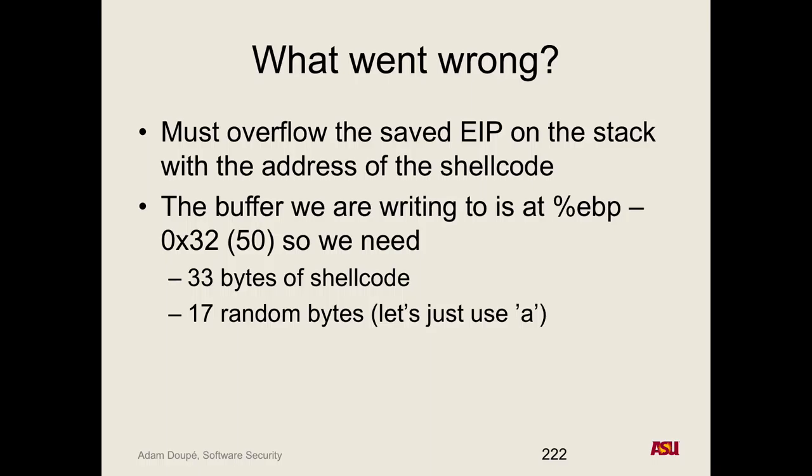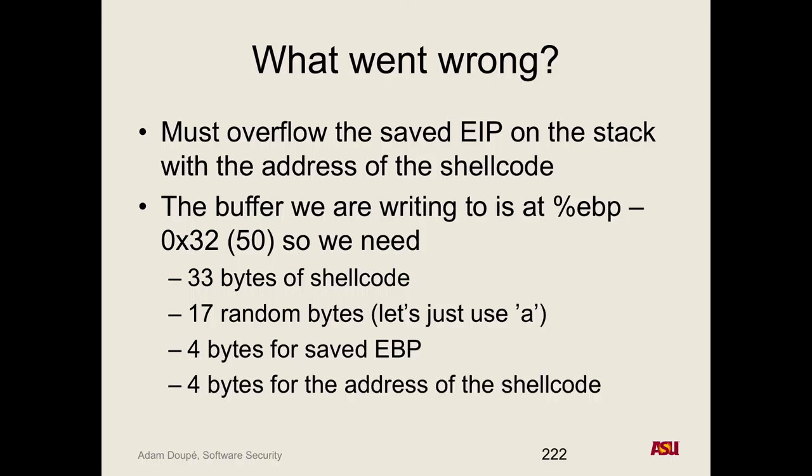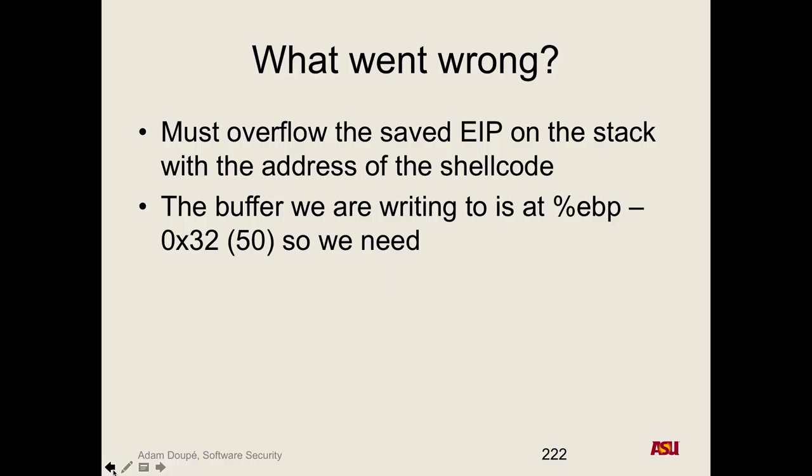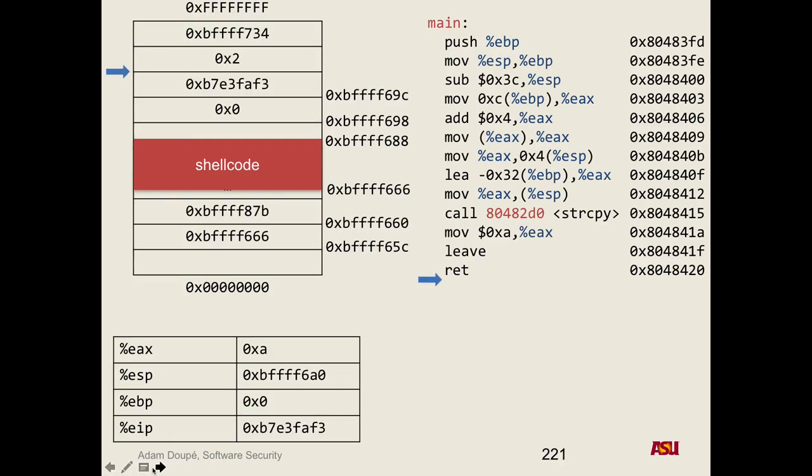Then we need 4 bytes of what? Yeah, 4 bytes of more junk, but this is going to become the saved EBP. And then we need 4 bytes for the address of the shellcode. So back in our other example, what was the address of the shellcode? Yes, BF, FF, F6, 66.